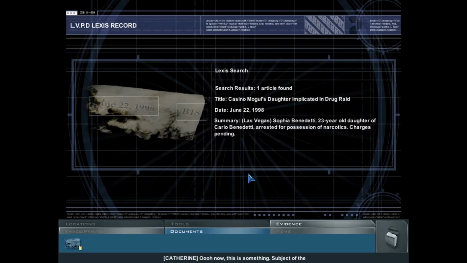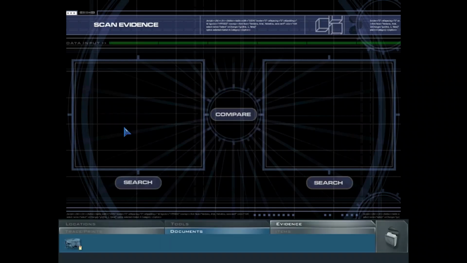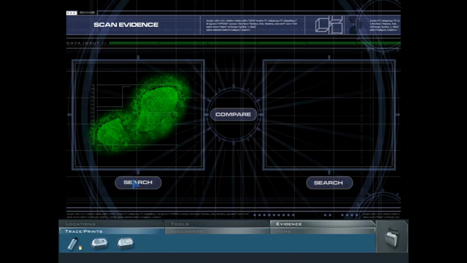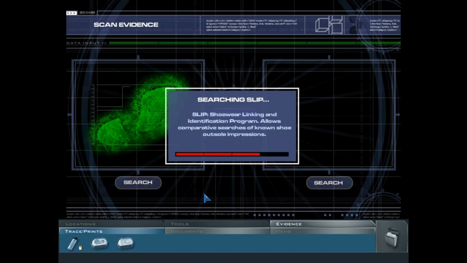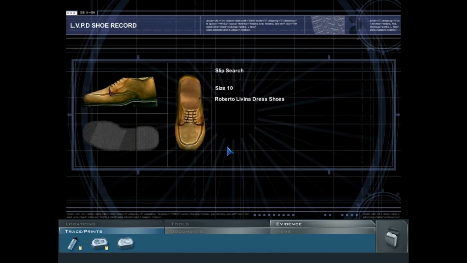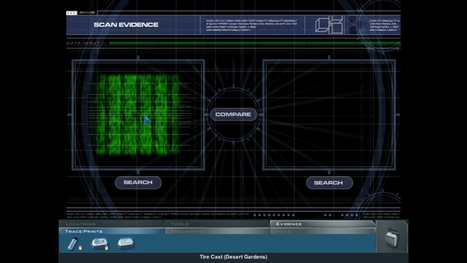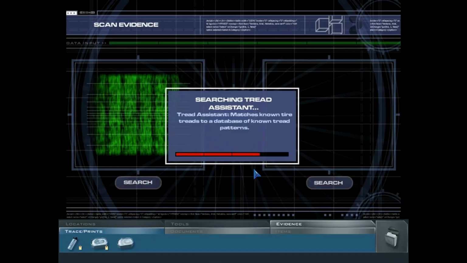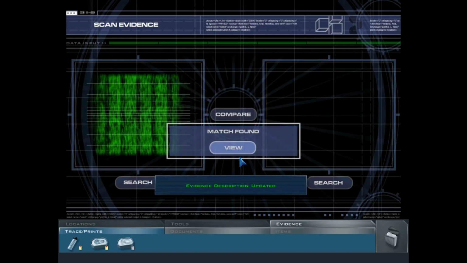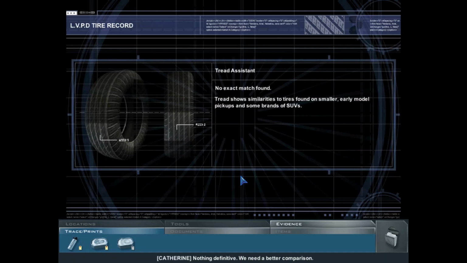Oh, now this is something. Subject of the original article, Sophia Benedetti. Charged with possession of controlled substances a few years back, but we found no record on her before. Size 10, Gil's size, and it matches his brand. Good bet these are his footprints. Nothing definitive. We need a better comparison.